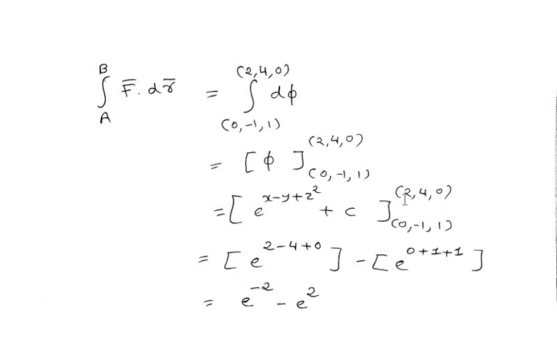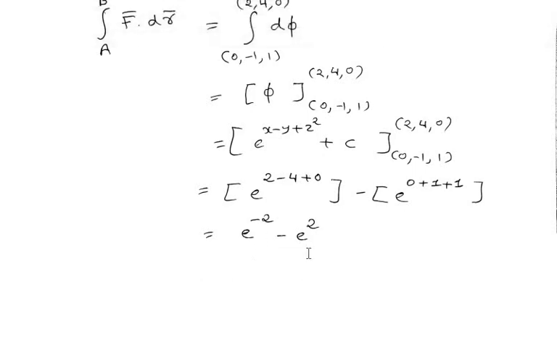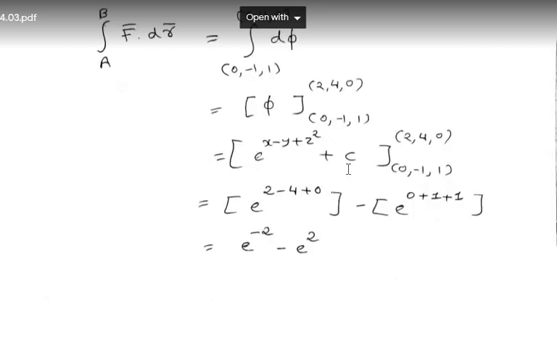Replace x by 2, y by 4 and z by 0 for upper limit, and for lower limit replace x by 0, y by minus 1 and z by 1, and simplify the result. You will get e raised to minus 2 minus e square. So this is the result of the given integration, right?